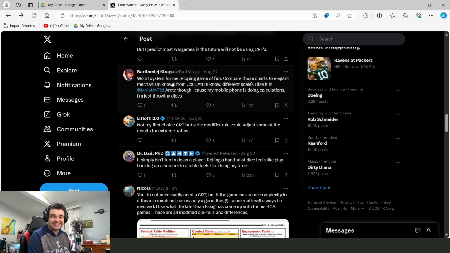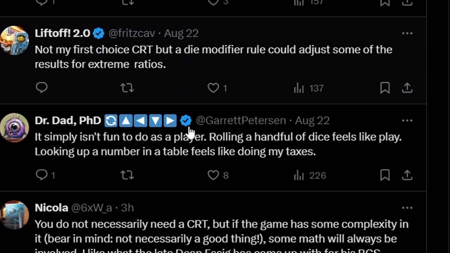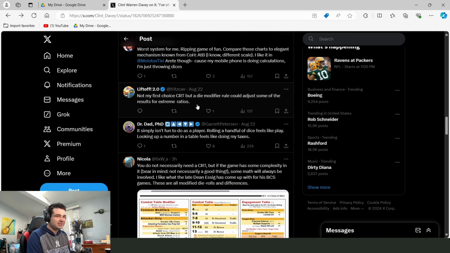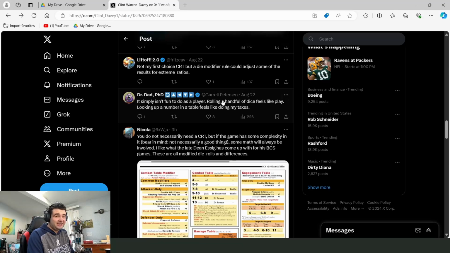If it's the worst system, it sounds like the worst part of it is just calculating odds. And if that is the issue, then you can solve that problem by getting better at mental math. Not my first choice, CRT, but a die roll modifier. CRTs objectively can use die roll modifiers. It simply isn't fun to do as a player. Rolling a handful of dice feels like play. You can roll 20 dice and use a CRT to look up the results, and it's done. So that is also not true.